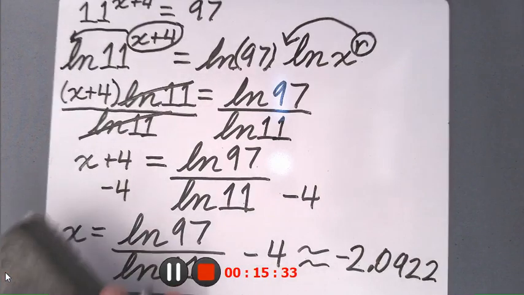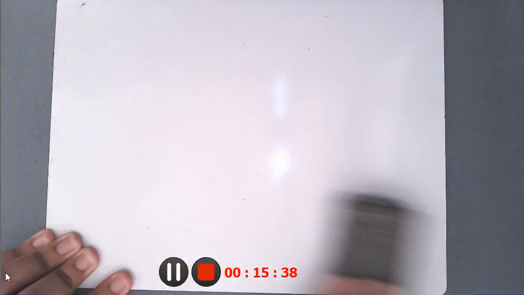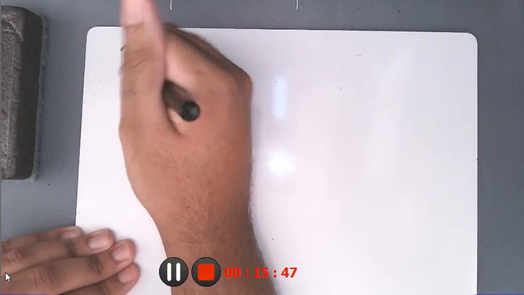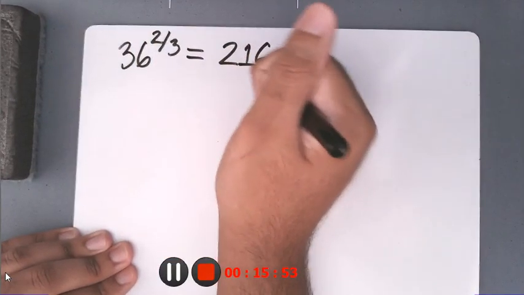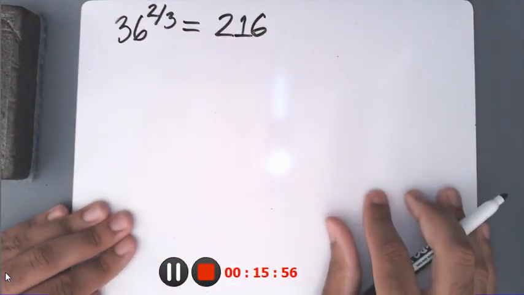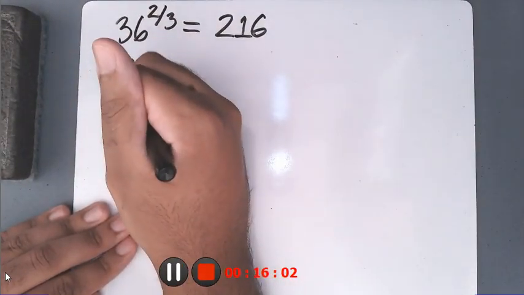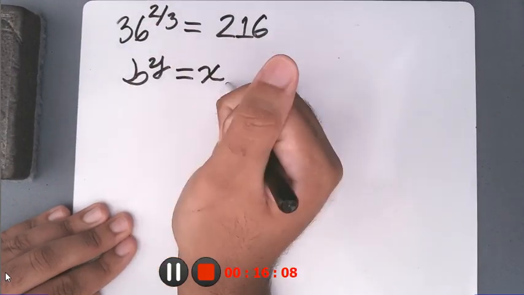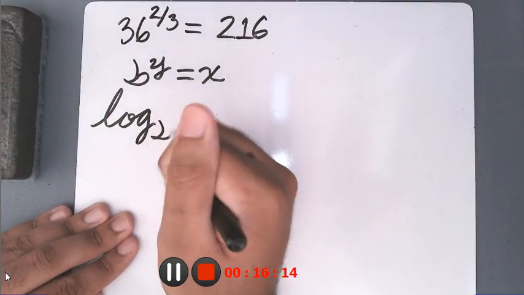Okay, so now what I'm going to do is show you how to switch in between exponential and logarithmic form. So here I have a problem. 36 to the 2/3 power equals 216. So with this, I am going to use exponential form. So if you have something in this form, you can change it to a logarithm in this form.